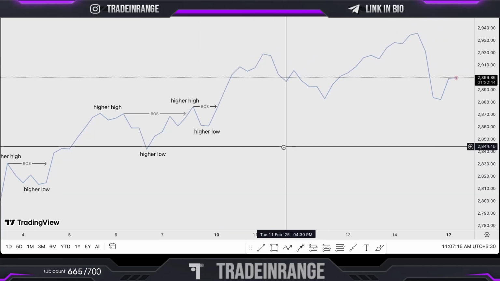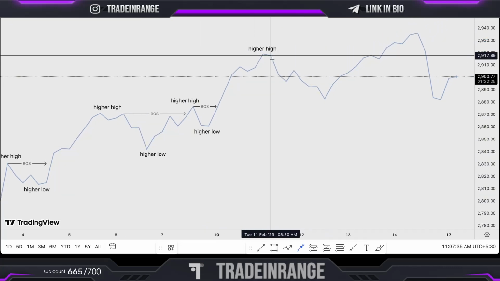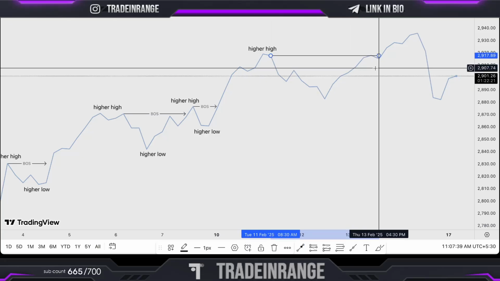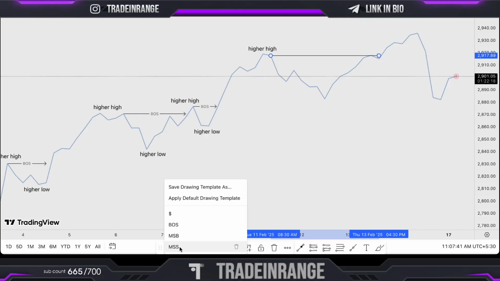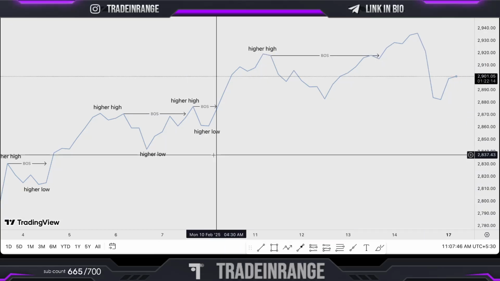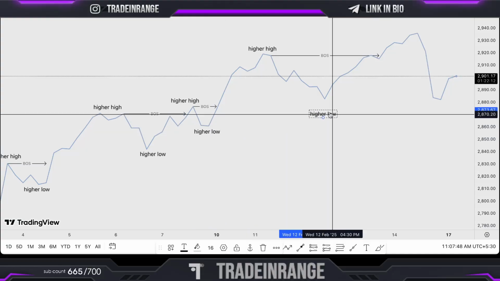Again what we will see is a higher high over here after this range has been confirmed and broke this high, right? I will call it a break of structure, and after that I will mark the higher low over here, right?